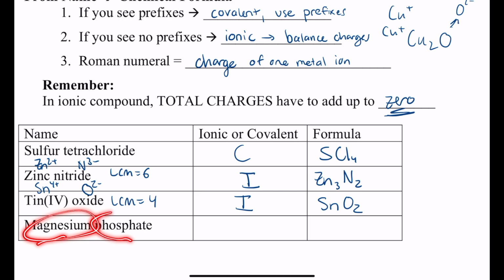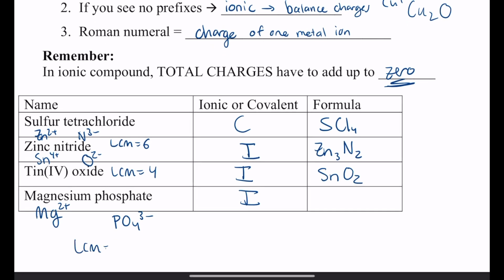Finally, we have magnesium phosphate. This also looks ionic to me. I see a metal. I don't see any prefixes. And I want to look at what each ion must be. Magnesium's Mg. Since it's in group 2, I know the charge must be 2 plus. Phosphate ends with ate. It's going to be a polyatomic ion, so you want to look at your polyatomic ion reference. It is a PO4 with a 3 minus charge.